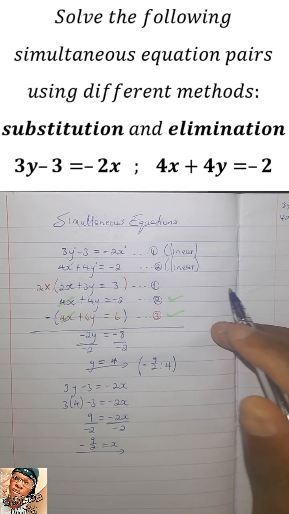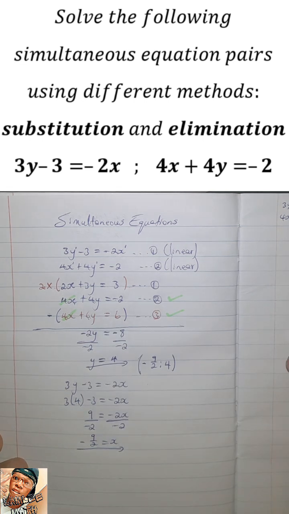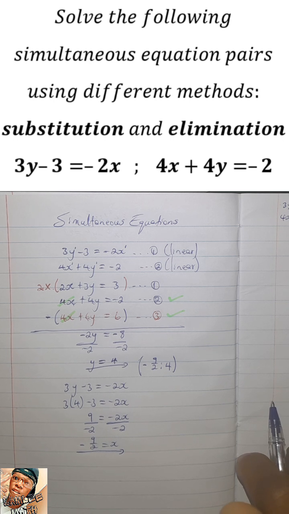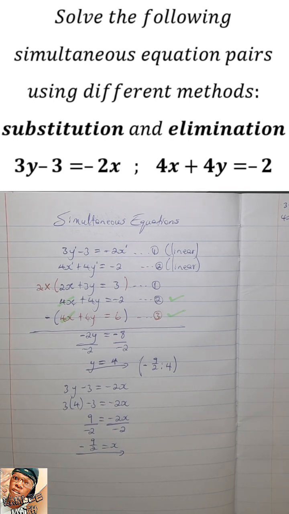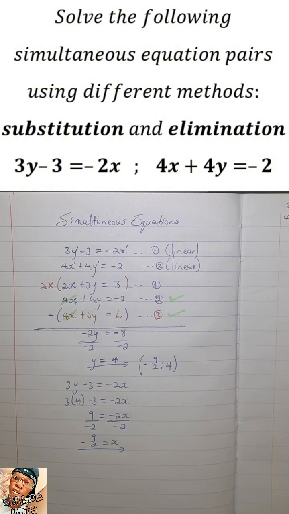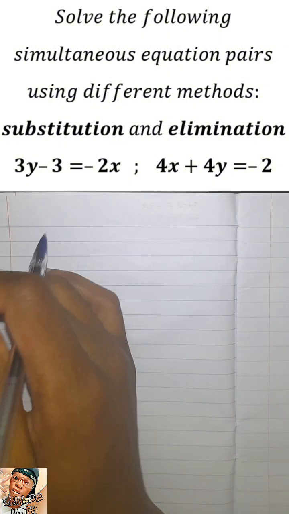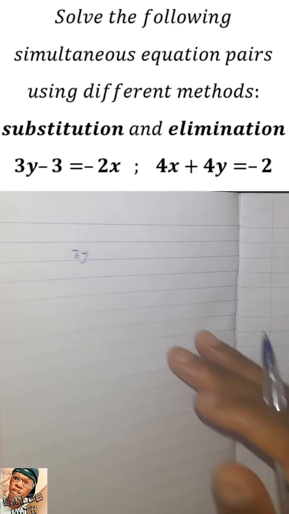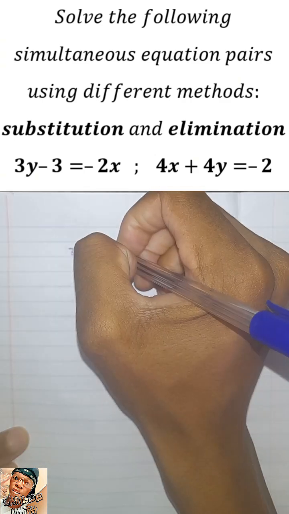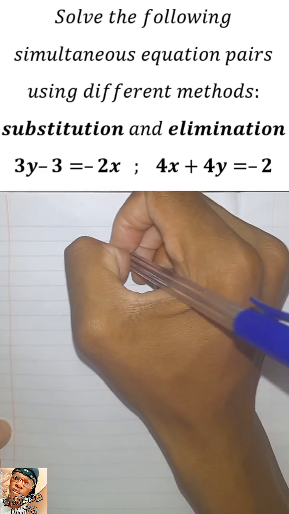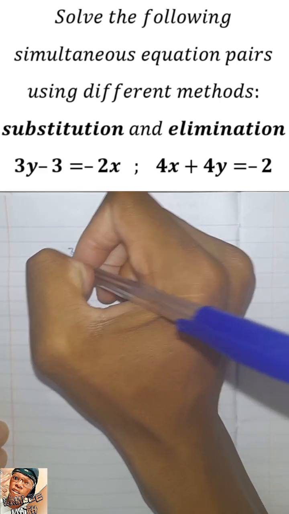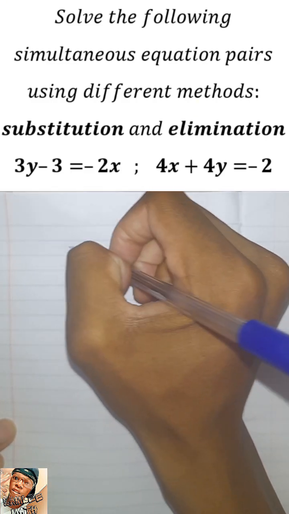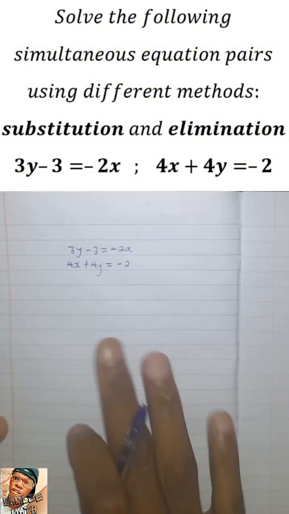However, we eliminated what? X. Right? So I'm going to do the very same thing, eliminating y in this case, to see if I'm going to get the same answer, right? So let me just redo this. We had 3y, let me just confirm, minus 3 is equal to negative, was it negative 2x? Okay, negative 2x, and we had 4x, was it plus? Yeah, plus 4y is equal to negative 2. I just want to confirm that.